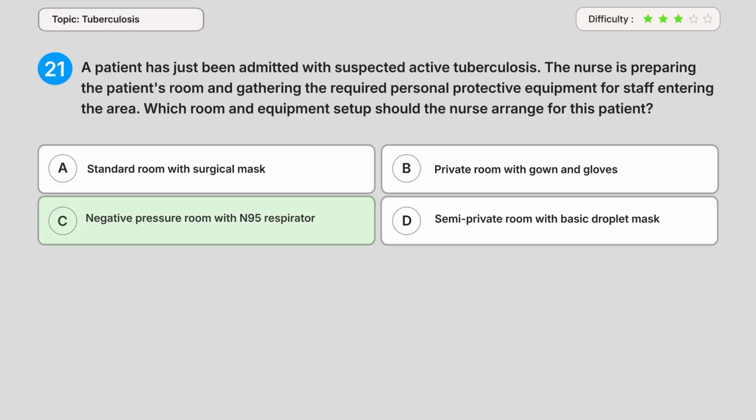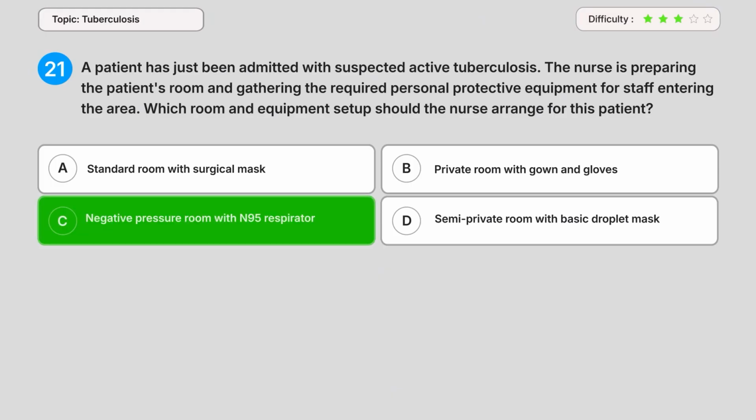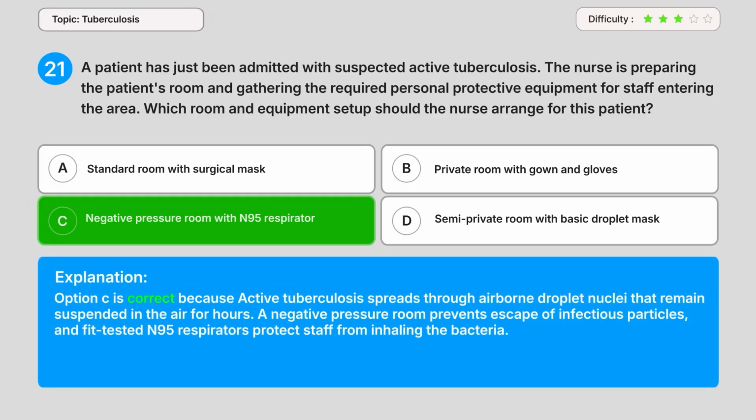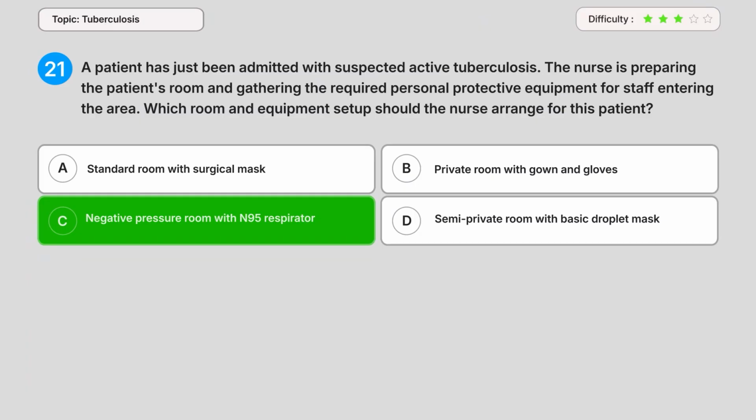Correct answer. C. Negative pressure room with N95 respirator. Active tuberculosis spreads through airborne droplet nuclei that remain suspended in the air for hours. A negative pressure room prevents escape of infectious particles, and fit-tested N95 respirators protect staff from inhaling the bacteria.